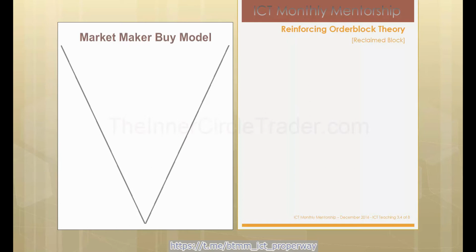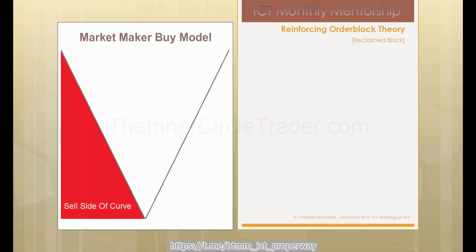But the idea is we're going to be anticipating that market move lower. You can anticipate it and watch it go lower and be short, or if the move has already transpired and you have seen the decline down into a support level, we can start looking at specific levels to watch for reclaimed order blocks. First, we have to understand the sell side of the curve on a market maker buy model. That's the drop down into that support level before we see the move higher.